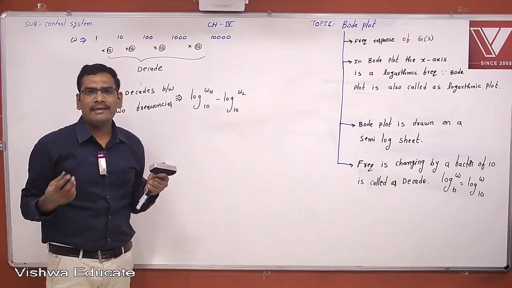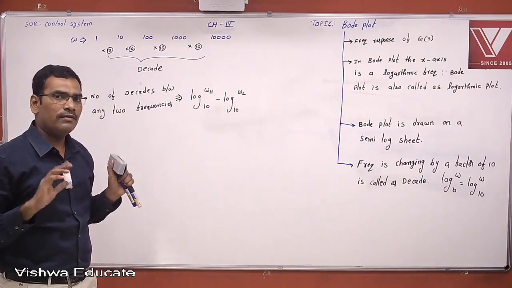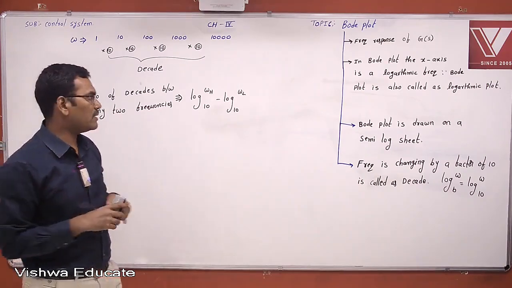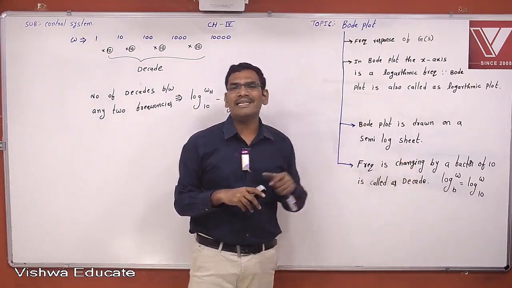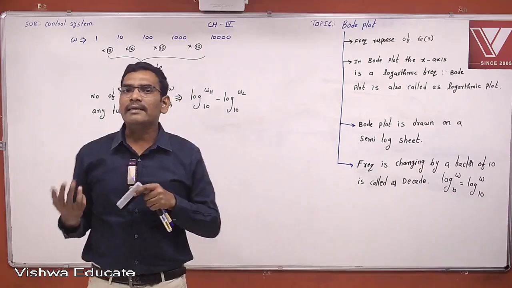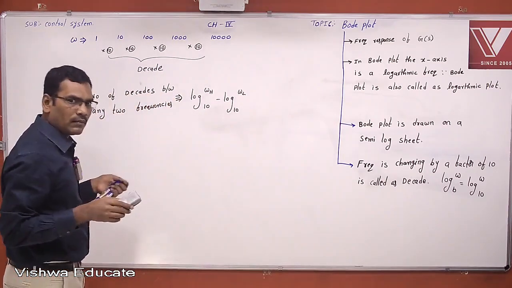We generally take frequencies by a factor of 10 itself. Okay. So generally we are assuming logarithmic frequency because this is a semi-log sheet. Then that log omega base is treated as 10, which means in turn the frequency is changing by a factor of 10 itself.